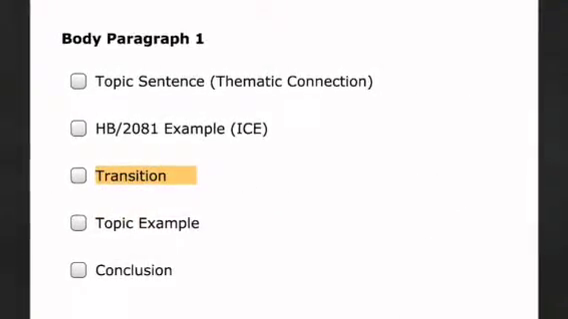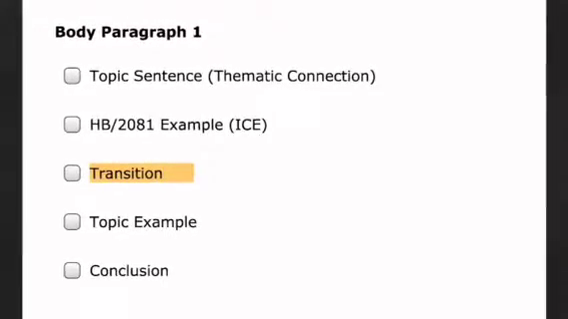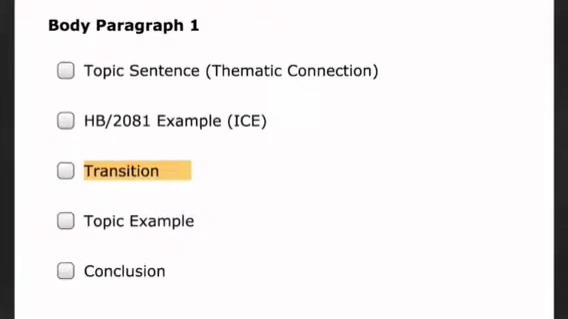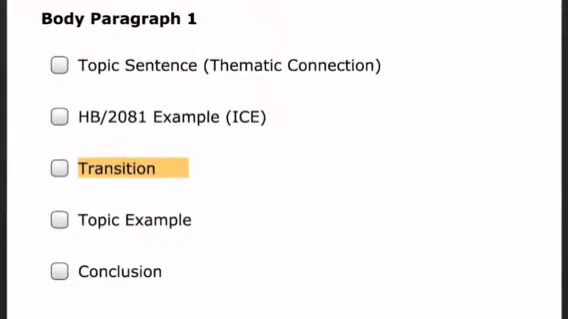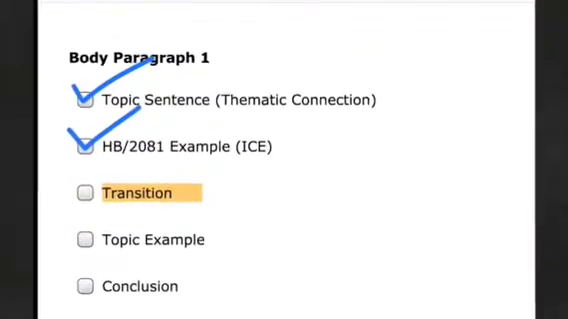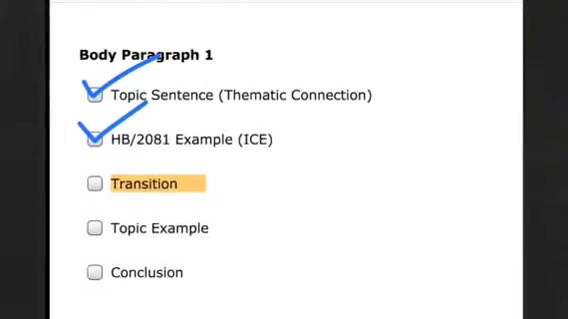This is what each paragraph will look like: a topic sentence, an example from Harrison-Bergeron, a transition, a topic example, or in other words, an example from your particular text or topic, and then a conclusion. Last week, we worked on the topic sentence and the first example. You can go ahead and make sure that you have checked off those boxes.